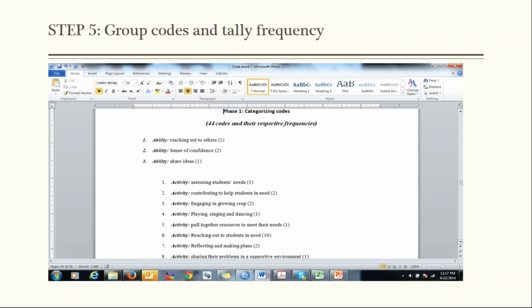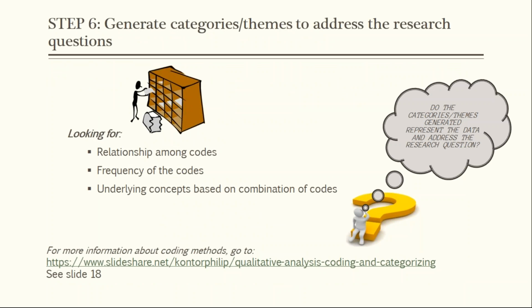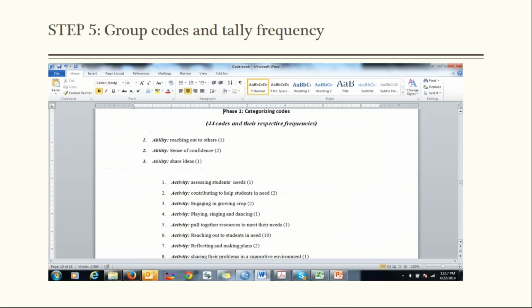So after you have tallied them, the next step is to categorize them, develop categories and themes, right? Grouping them. How do you group them? You look into the relationship among the codes, and also the frequency. Is there a kind of relationship between the codes, where you can see that maybe one code comes under another code? You can bring codes to another based on the relationship between the codes, and also sometimes based on the frequency.